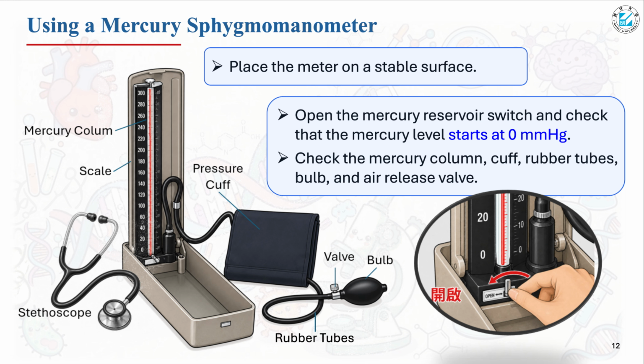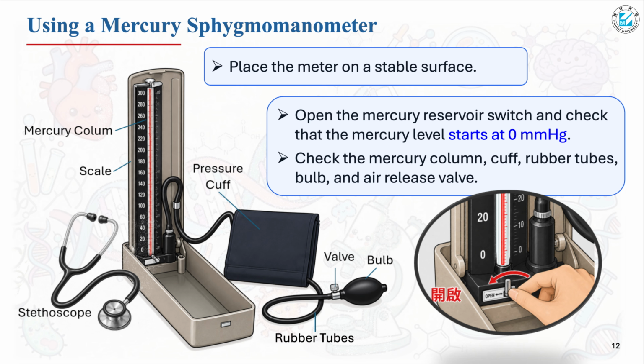Now, let's go over the basic steps of using a mercury sphygmomanometer. Before using a mercury sphygmomanometer, check the device first. Place it on a flat surface and open the mercury reservoir switch. Make sure the mercury column starts at 0 mmHg. If it does not start at 0, the reading may be wrong.